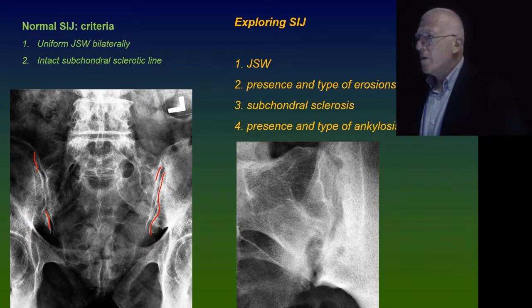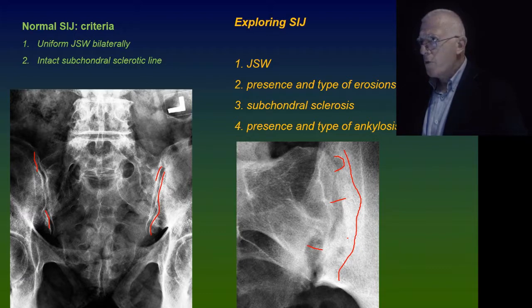So what are we looking for in a film? We are looking for the joint space width, as we mentioned previously, if it is bilaterally the same. We see, for instance, here we have an increased joint space width as well. We look for erosions. Here is an erosion, a large one. Subchondral sclerosis. Here you see the subchondral sclerosis. And the presence and the type of ankylosis. Ankylosis is fusion, normal bone marrow crossing the joint. Here we see a partial ankylosis in this area.